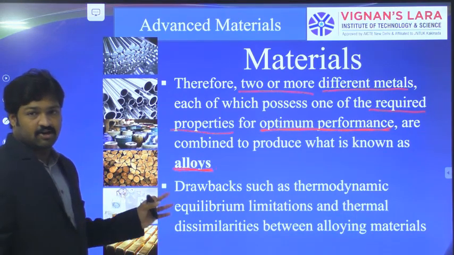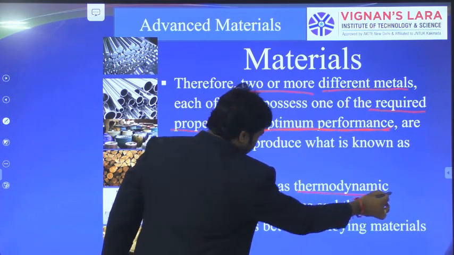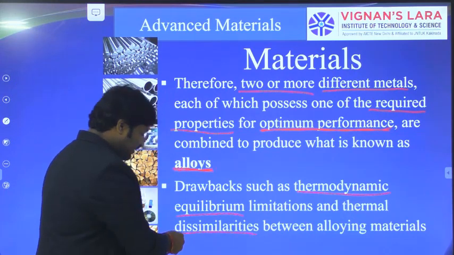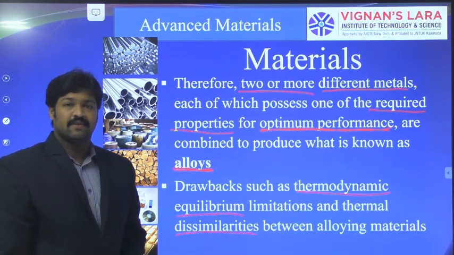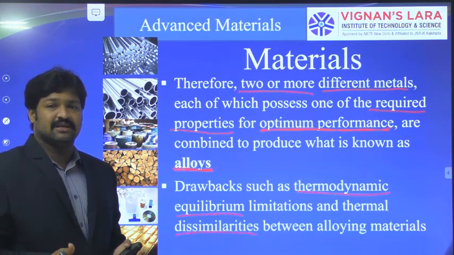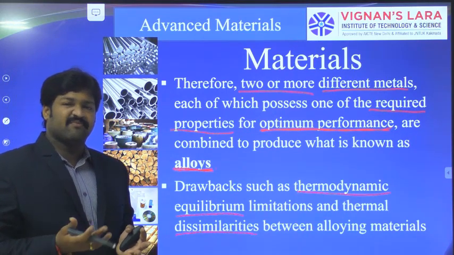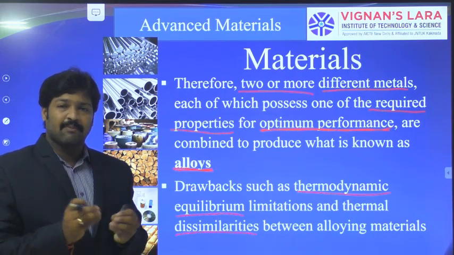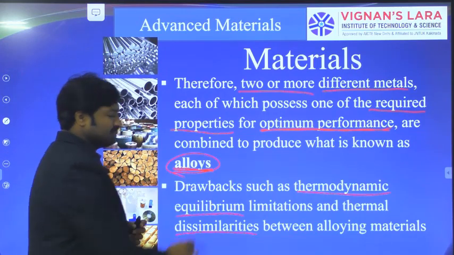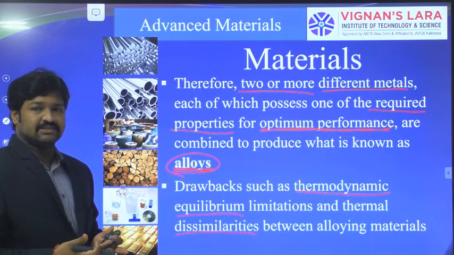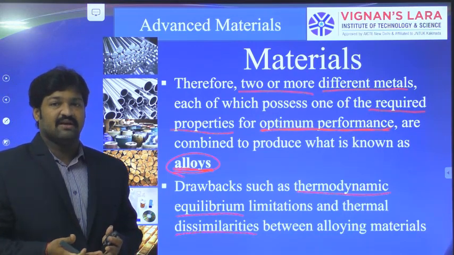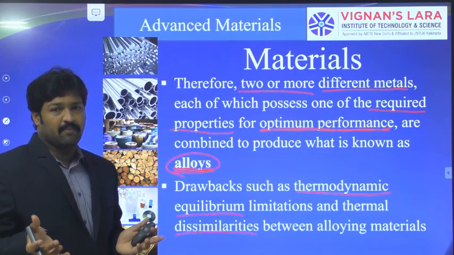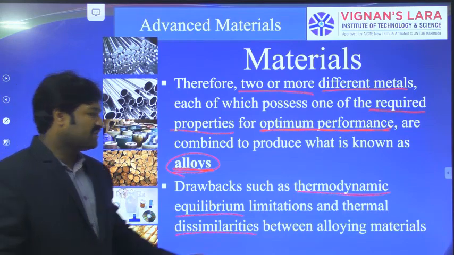The drawbacks are such as thermodynamic equilibrium limitations and thermal dissimilarities between alloy materials. Due to the variation in temperatures, that is, the thermal conditions, some metals cannot be mixed. Only a few metals can be combined together to form an alloy. But the properties are varying depending upon the application. For that purpose, we need to add two different materials which have two different properties, but to combine those two metals is not possible because of this thermal equilibrium.